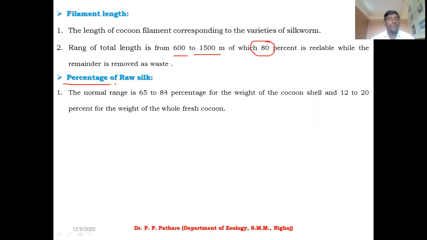Next feature of your cocoon is the percentage of raw silk. The normal range is 65 to 84% of the weight of the cocoon shell, and 12 to 20% of the weight of the whole fresh cocoon. I gave the information here, it is 80%, the same formula. These are average percentages of raw silk you get from one single cocoon. I hope you understand.